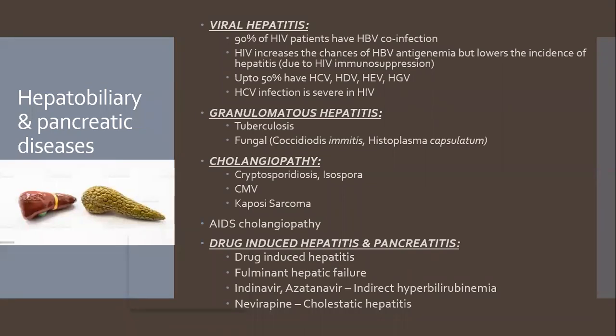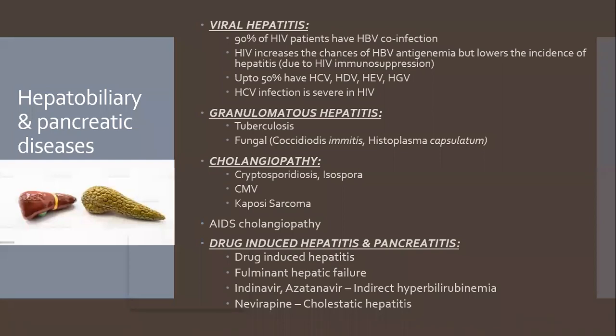So up to 50% can have HCV, HDV, HEV virus. HCV infection is severe in HIV. Granulomatous hepatitis can occur in HIV. Tuberculosis and fungal infections can occur: coccidioidomycosis, histoplasmosis, as I told you, and cholangiopathy. Already I mentioned cryptosporidiosis and Isospora cause diarrhea with cholangiopathy. CMV can cause cholangiopathy. Kaposi sarcoma can cause cholangiopathy, and AIDS itself can cause cholangiopathy, as mentioned previously.